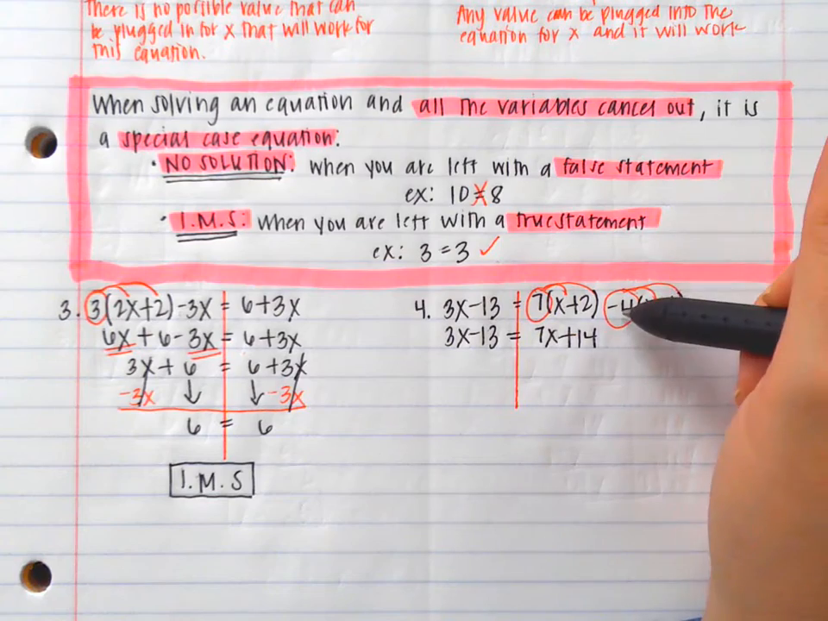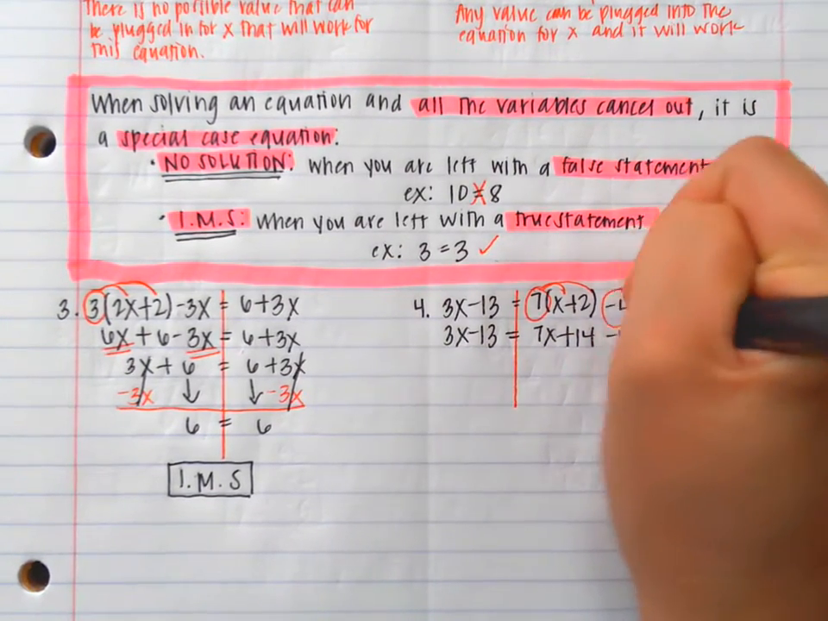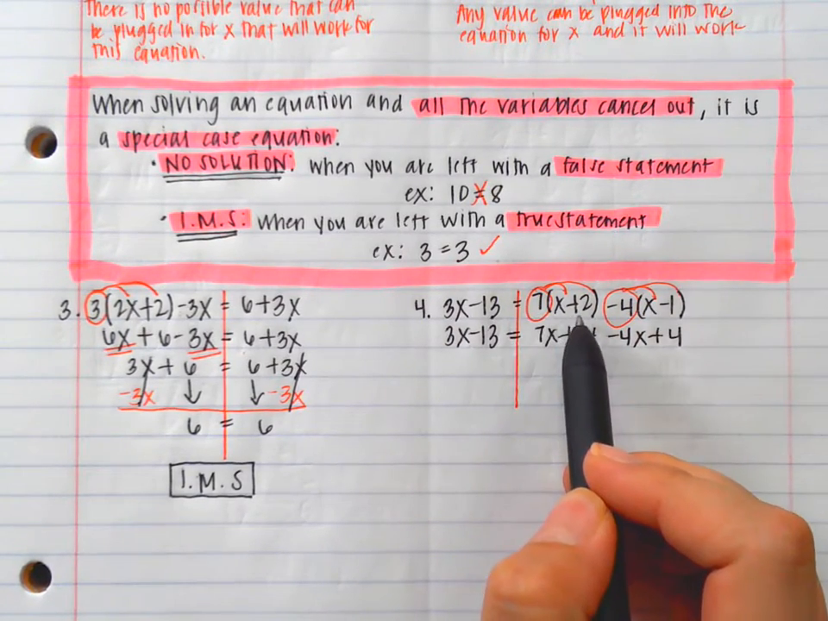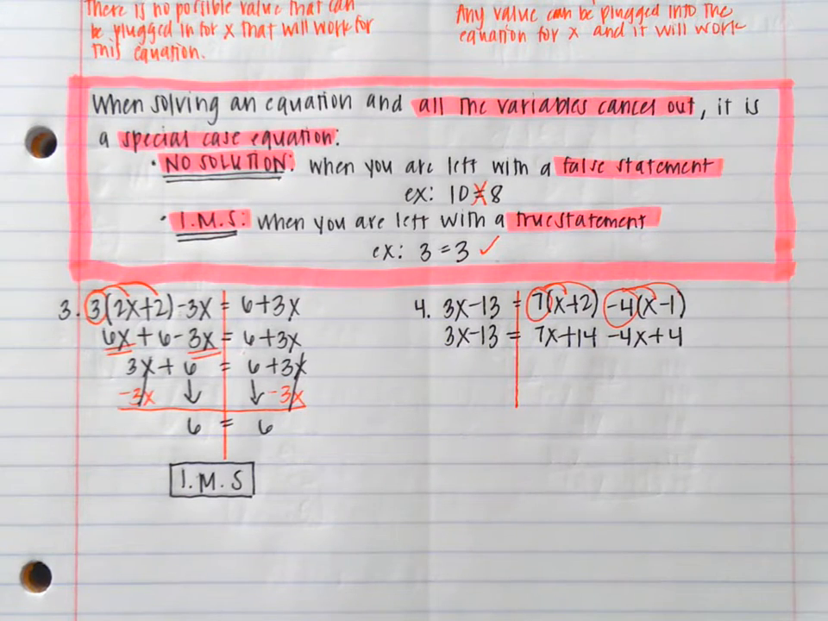And then the negative 4 is on the outside of the second set of parentheses, so it's negative 4x plus 4. So the 7 got distributed to the x plus 2, and the negative 4 gets distributed to the x minus 1. Okay, now again, go through with your second step. So pause me here, do your second step, and then come back, check your work.